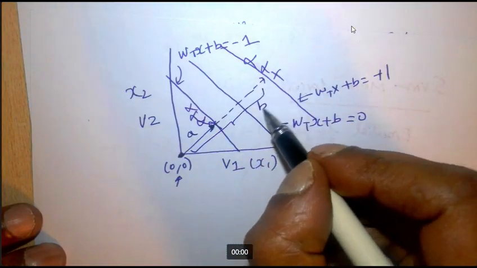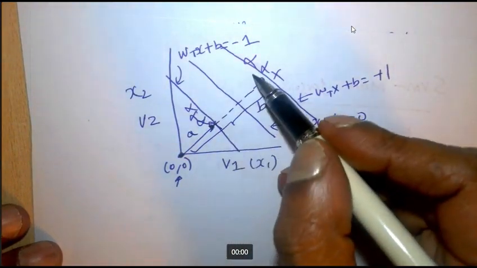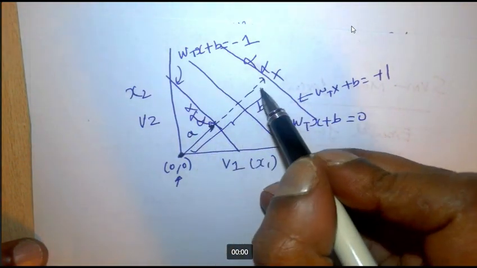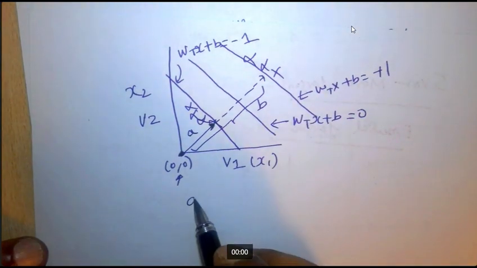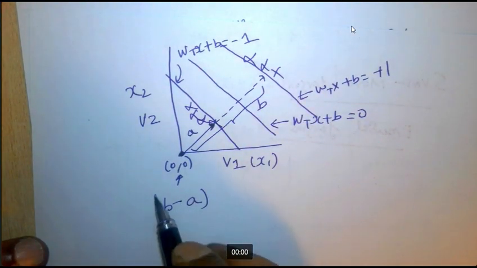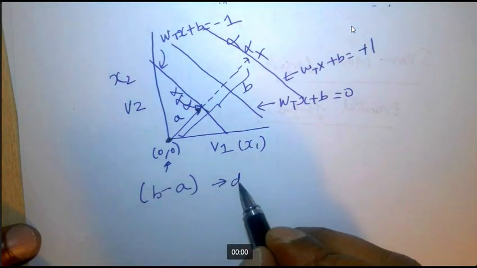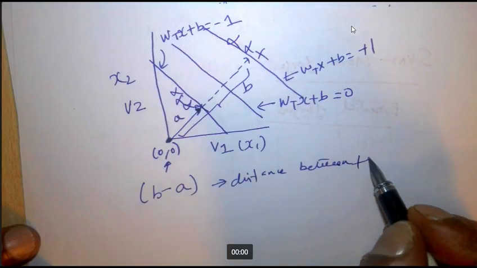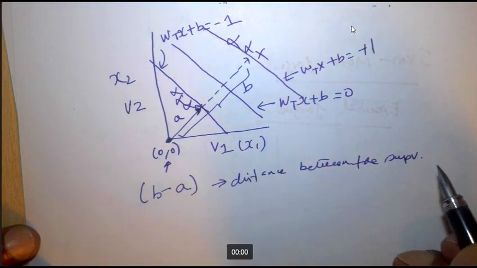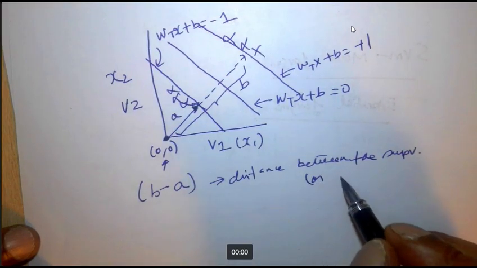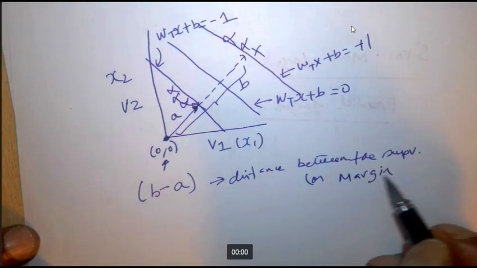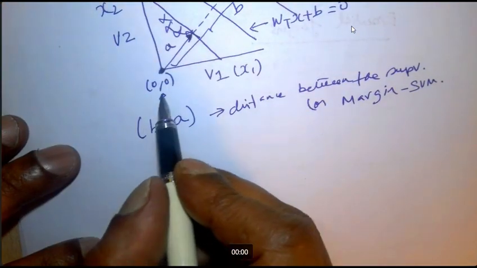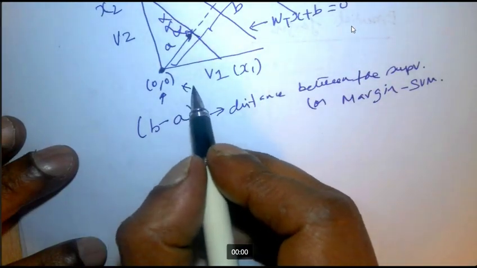To get the distance between these two support vectors, all we need is to subtract this distance from this distance, which means b minus a. That should give, mathematically at least, the distance between the support vectors, or the so-called margin in the language of SVM. So how to do that? Let's say this point (0, 0) we call point x0.